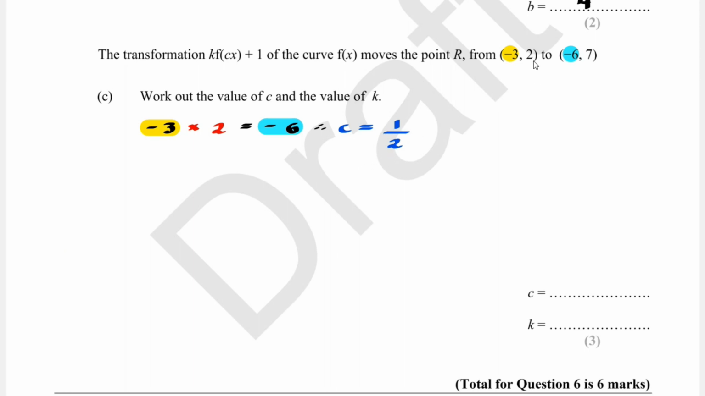Let's think about the y direction. We are going from 2 to 7. So, I've got this k, and you can think of the f of cx to equal to, it doesn't matter what I put in for the value of x. The point is the output will equal 2. So I've got k multiplied by 2 plus the 1. This is equal to 7 after we apply the transformation, which means k equals 3. So c equals 1/2, k equals 3.